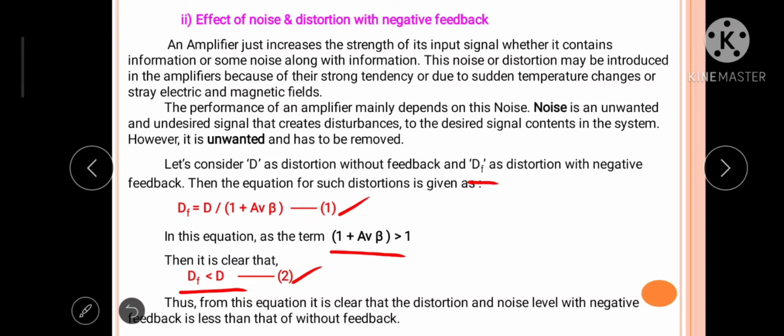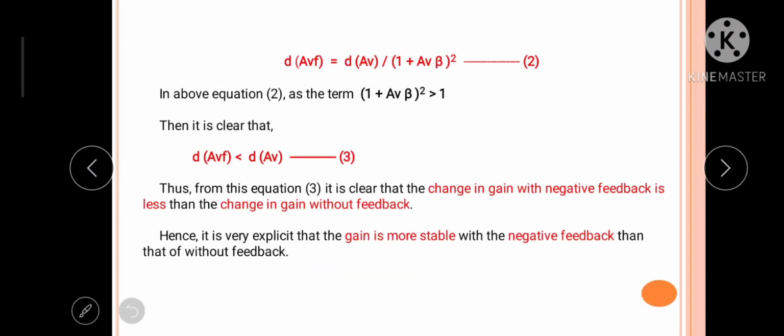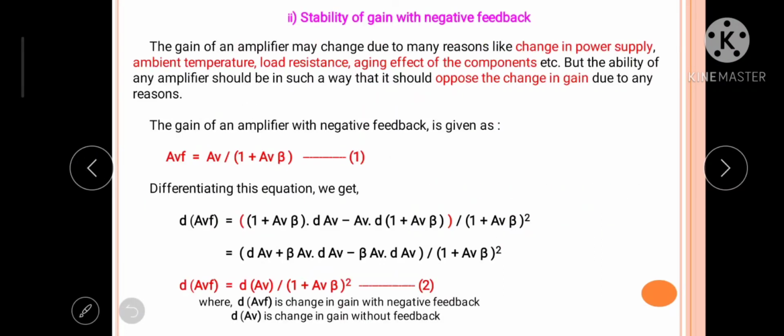This characteristic of negative feedback is advantageous in case of amplifiers, as it reduces the noise and distortion level. And in the same way, in case of stability of gain, we can say that negative feedback increases the stability of gain. So again, this is an advantageous feature of negative feedback, that it keeps the gain stable or constant.